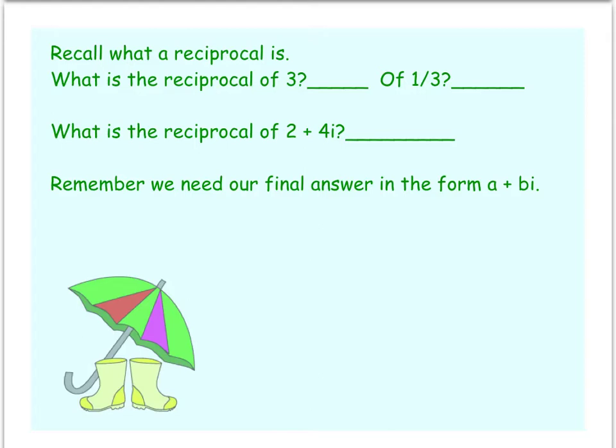Recall what a reciprocal is. What's a reciprocal of 3? Well, that's 1/3. And what's the reciprocal of 1/3? 3. You remember you just flipped the fraction, so 3 over 1 is just 3. Well, what's the reciprocal of 2 plus 4i? And that's just going to be 1 over 2 plus 4i.